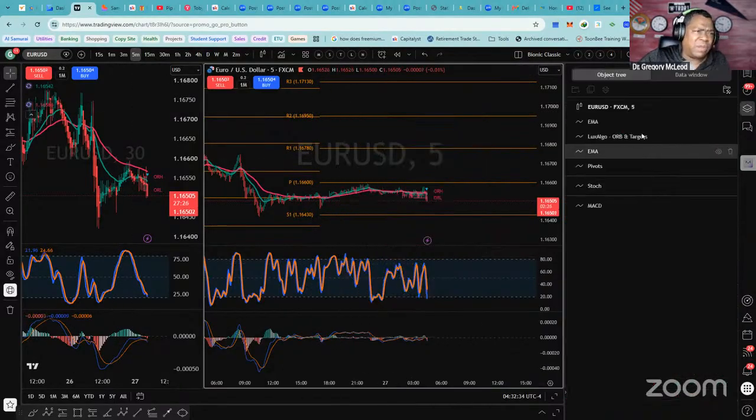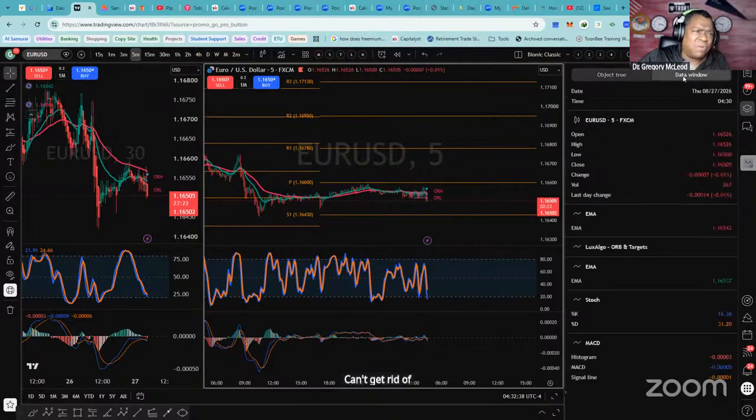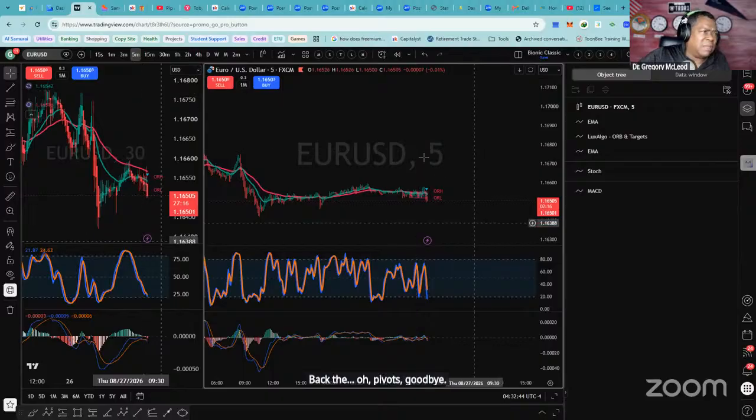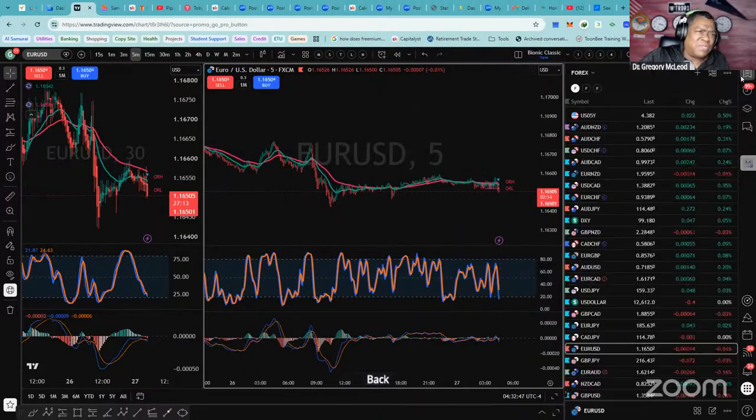Object tree. Let me get rid of these. Can't get rid of them. Where are they? MACD. Oh, pivots. Goodbye. Back into the rubbish heap of history.